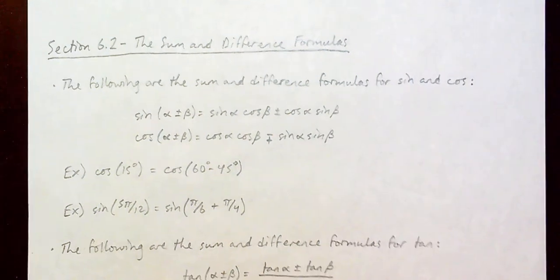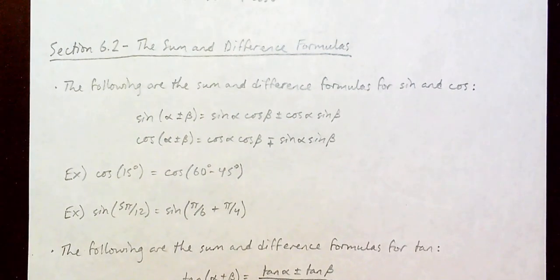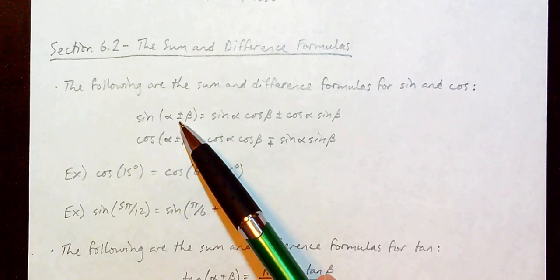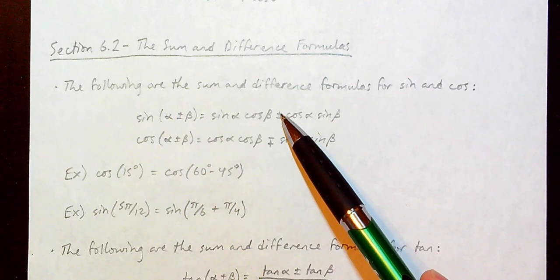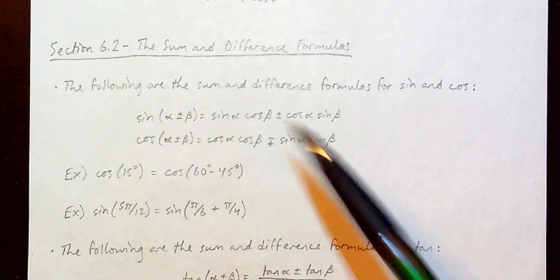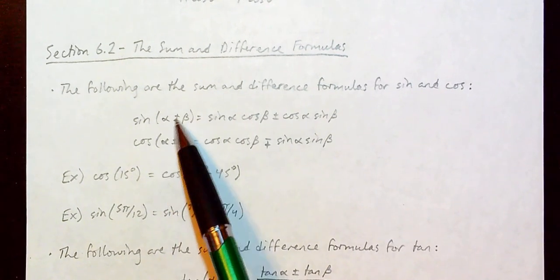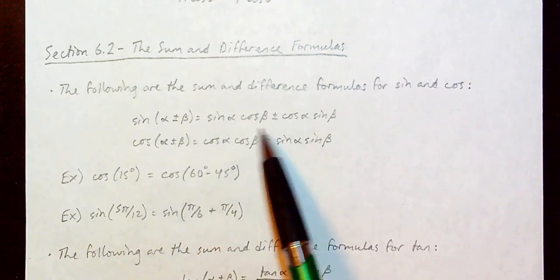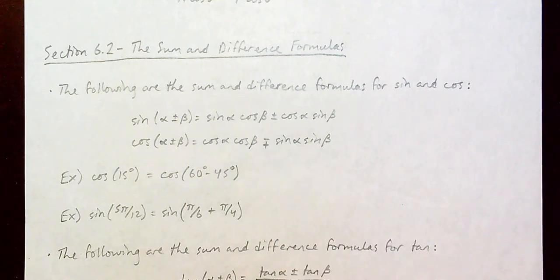So sine of the sum or difference, you're then using the corresponding sum or difference on the right-hand side. Top sign goes with top sign, bottom sign goes with bottom sign here.